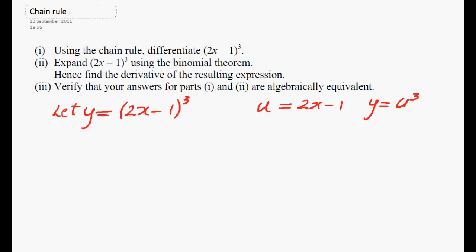It all ties in together. Let's highlight that. So therefore the 2x minus 1 is equal to u. So therefore we've replaced this 2x minus 1 with u to get u cubed.